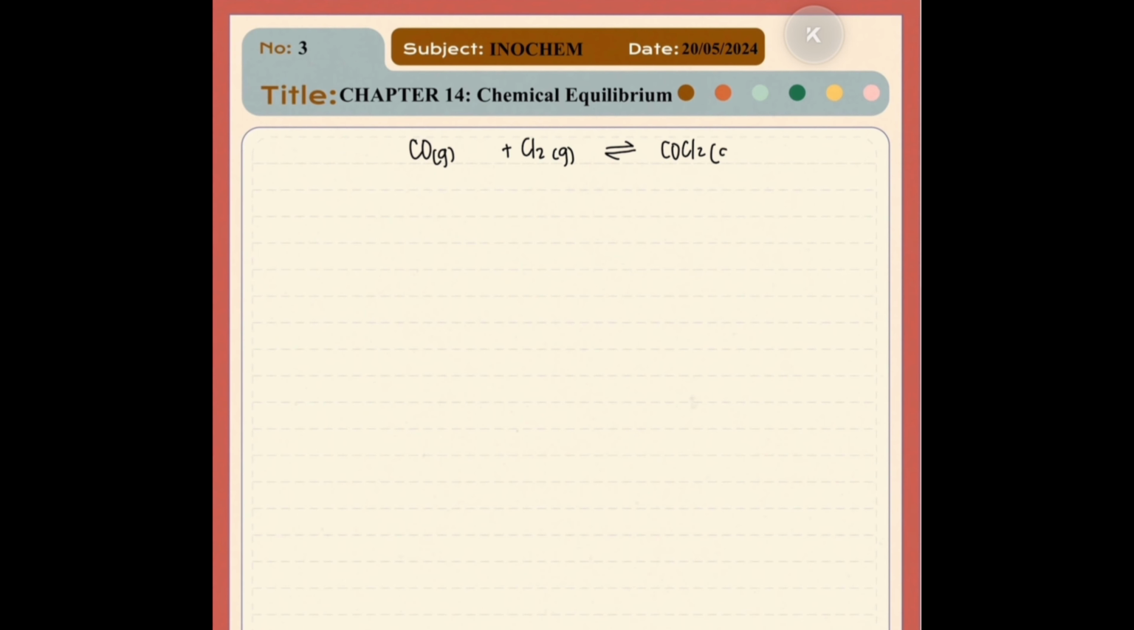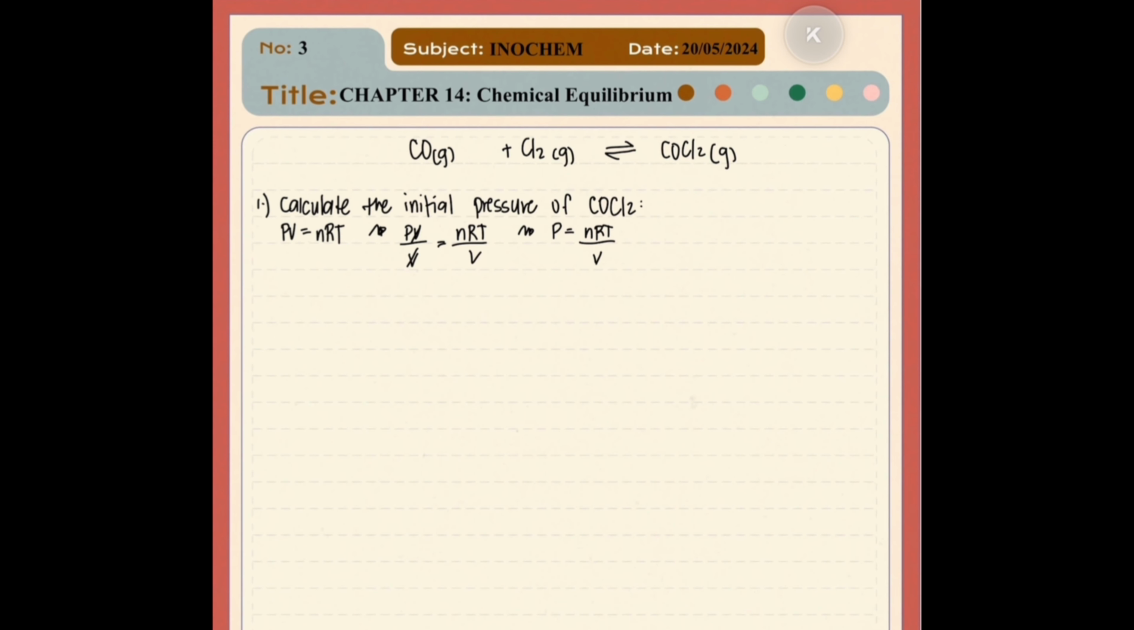The thing that we are asked to find is the equilibrium constant Kp for the given reaction in the problem. For the first part of the solution, we must first calculate the initial pressure of COCl2 using the ideal gas equation, PV equals nRT. We are finding the pressure, so we just need to divide the volume for each side, cancelling the volume on the left side and making the final equation P equals nRT over V.